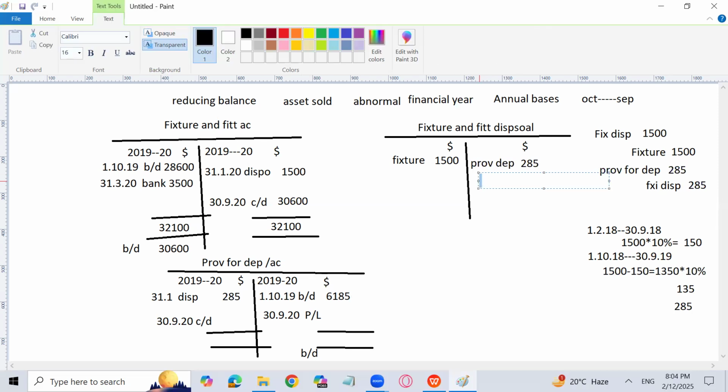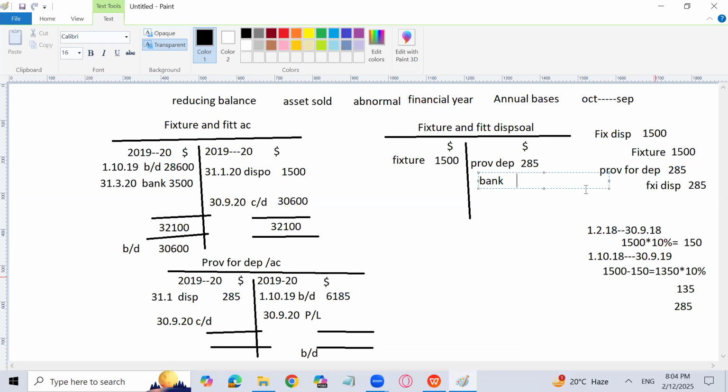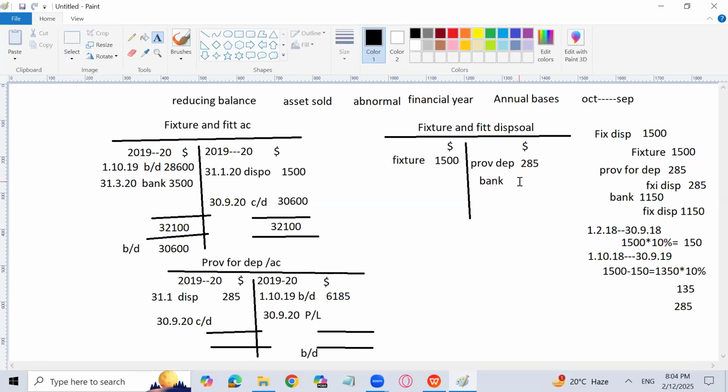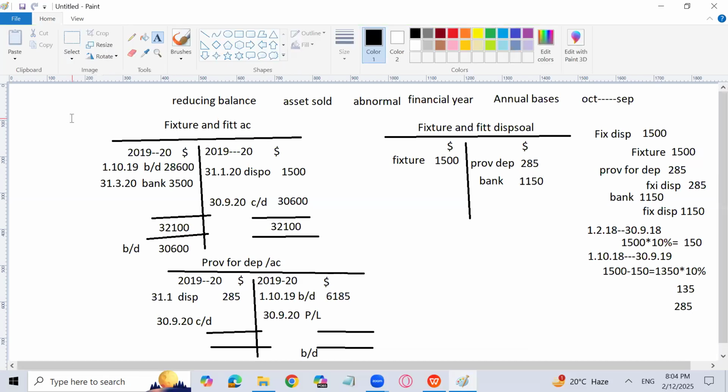Then the last entry is the amount we have received through the sale of that asset, that is 1,150, received by cheque. So bank to fixture disposal account 1,150, and fixture disposal is going to be credited. Yes, such entries are usually required and come in the question. So fixture disposal is going to be credited because of bank.